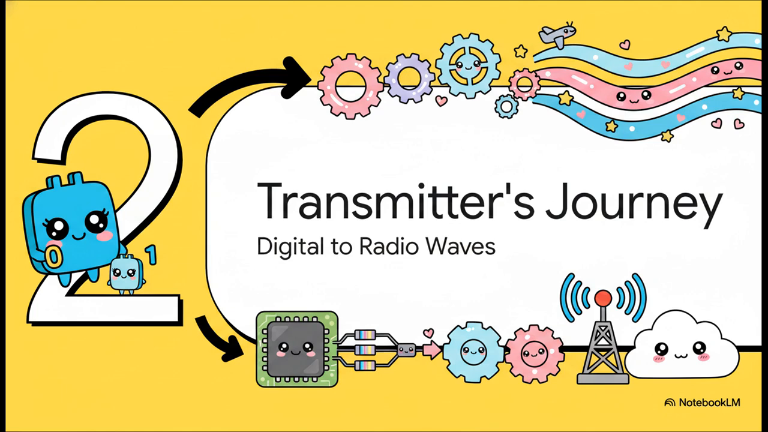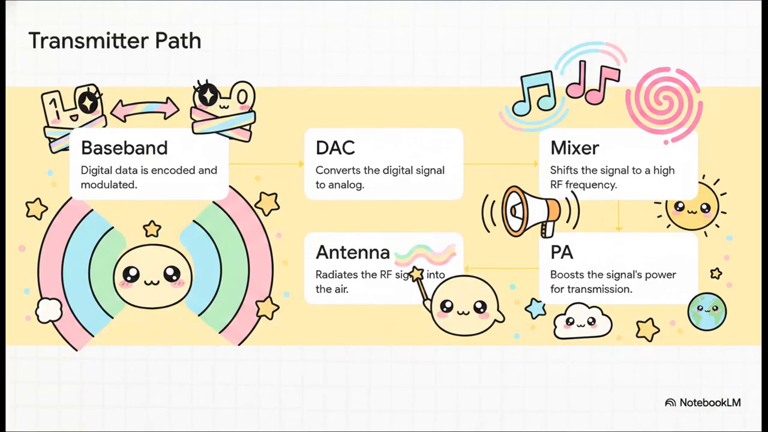So how does it actually do this translation? Well, let's follow a single piece of your data on its journey, starting as a simple digital bit inside a computer and ending up as a radio wave shooting through the air. This is the transmitter side of the story. Okay, here we go. First, our data starts in baseband processing. This is where the raw ones and zeros get packaged up, encoded, and modulated. It's like getting it ready for shipping.